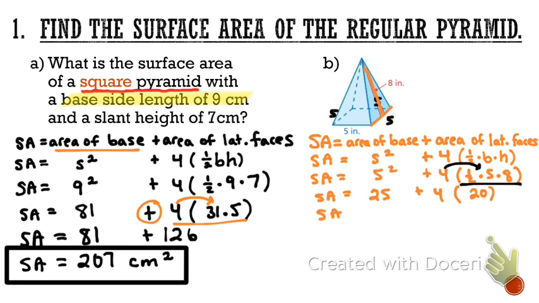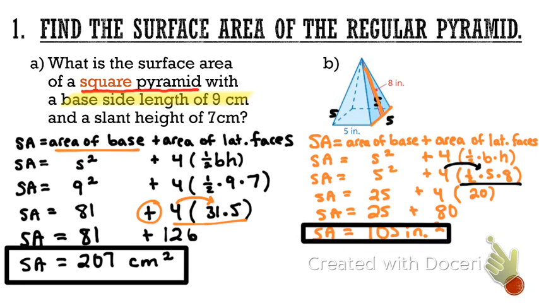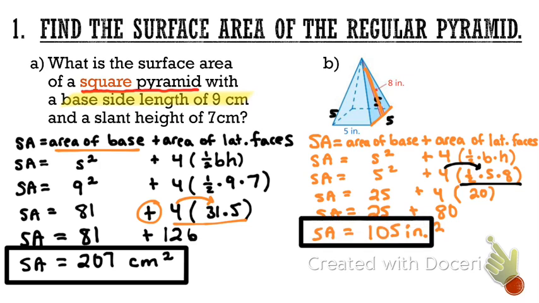Now we can go on. Surface area equals 25 plus 4 times 20, which is 80. And when you add those two together, you find out that your surface area is 105 inches squared. So the main thing is, when you look at your homework, look carefully to see what it tells you the base is. Sometimes it might tell you with words, other times it might just tell you in a picture. So look carefully when trying to figure out about a pyramid what the base is.